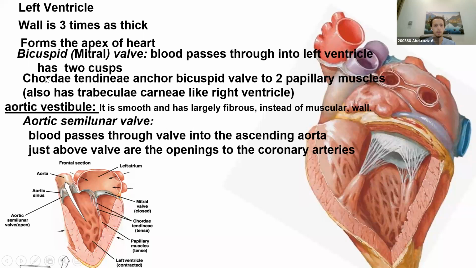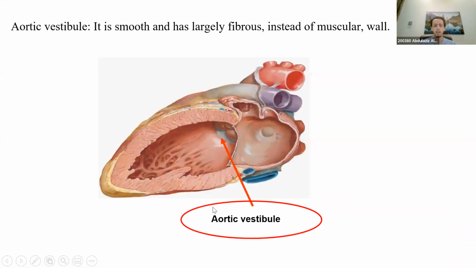We can see as well the chordae tendineae, of course, anchoring the cusps and attaching them to the papillary muscles. And yeah, I think we covered everything in the slide. And this smooth part of the left ventricle is called the aortic vestibule. And we called it something else in the right ventricle. Does anyone remember what the name was? The infundibulum.